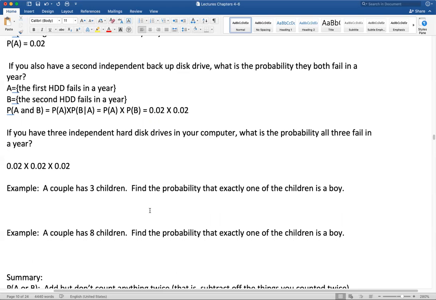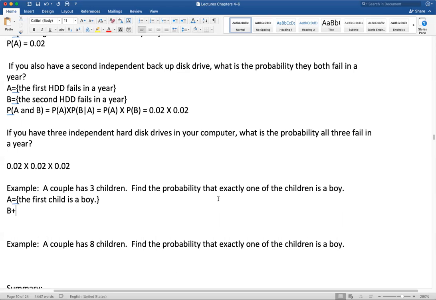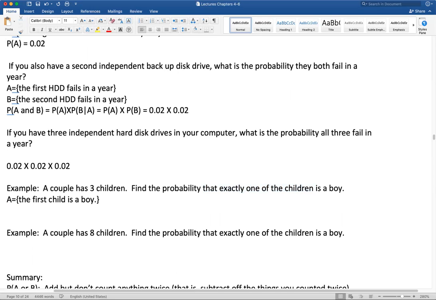Okay. Then a couple has three children. Find the probability that exactly one of the children is a boy. So in this, let's say event A is a child out of three children is a boy. What's the question? Find the probability that exactly one of the children is a boy.